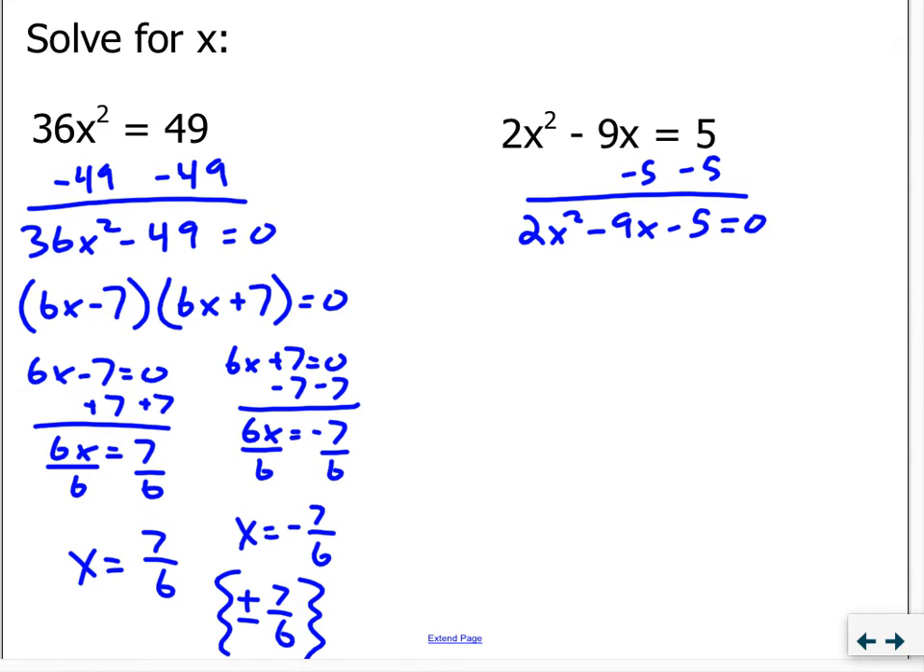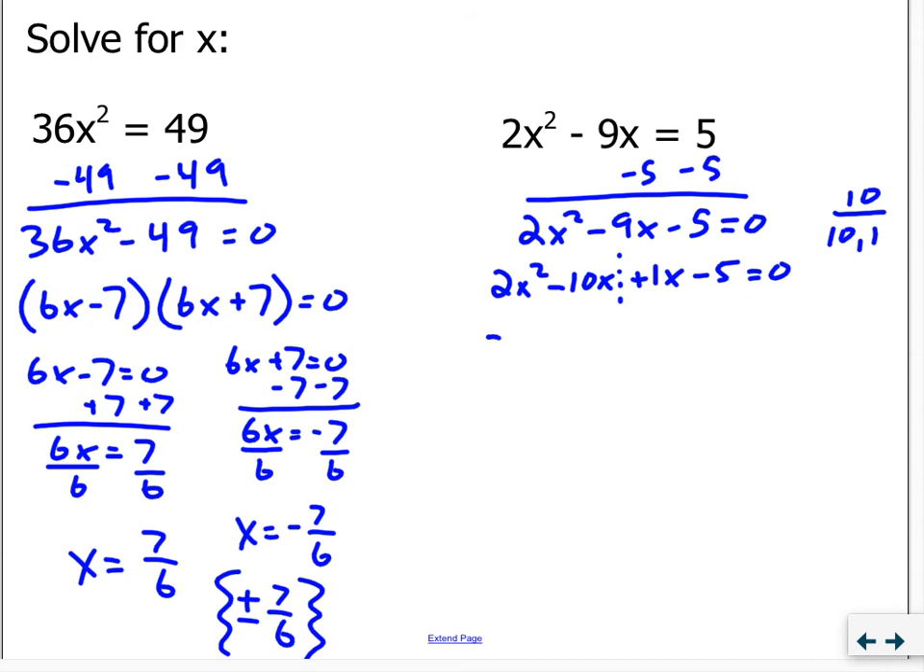Okay, this is one of those tricky ones where we got to break up the middle. I multiply my 2 and my 5. I'm looking for factors of 10 that can make a 9. How about 10 and 1? So let's split that up. 2x squared minus 10x plus 1x minus 5 still equals 0. I'm just going to bring that equals 0 down for a minute.